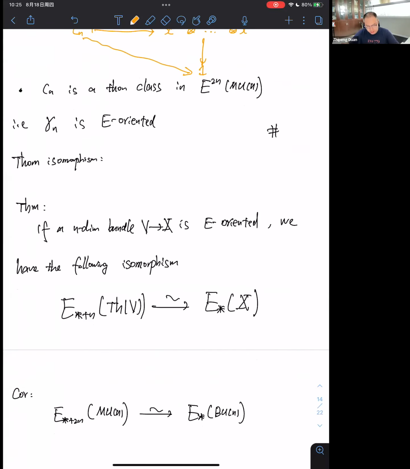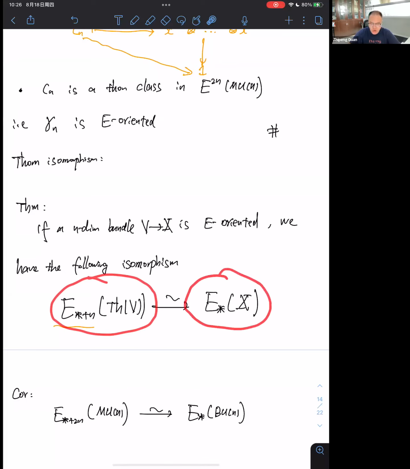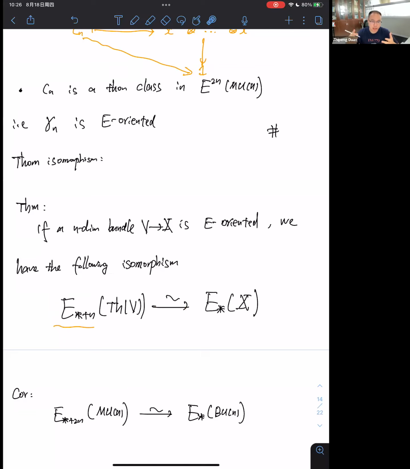Moreover, as you see, if you have a Thom class, you have an oriented bundle, then you have the Thom isomorphism. Just like in the singular homology case, if you are given an n-dimensional bundle V over X that is E-oriented, then we have the following homological Thom isomorphism from the E homology of the Thom space to the E homology of the base space X. The proof is similar to the proof in the singular case.